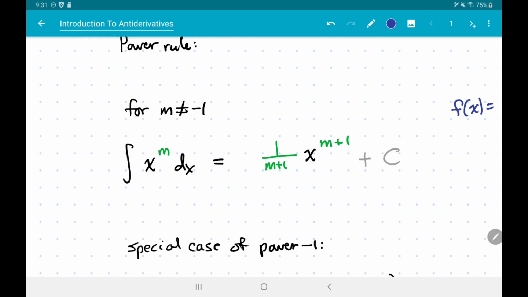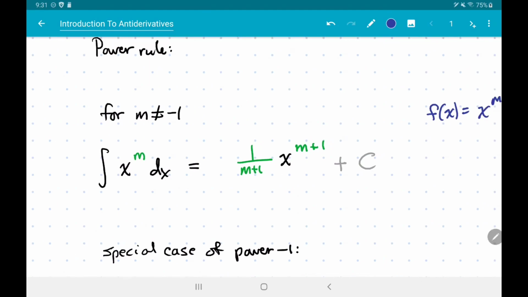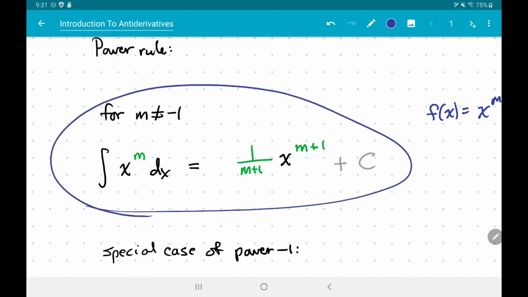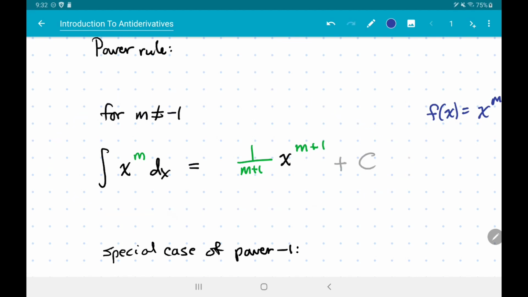Now, I said that there was a special case. We have to do something different if m is equal to minus 1. What goes wrong if m equals minus 1 is that right here we would be dividing by 0, and dividing by 0 is not a good thing. It's undefined, causes problems. So this rule cannot work for a power minus 1.